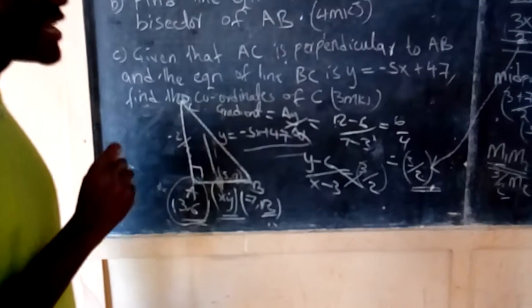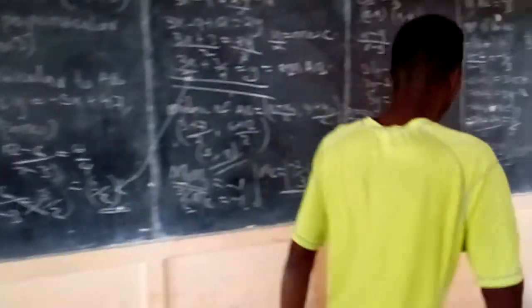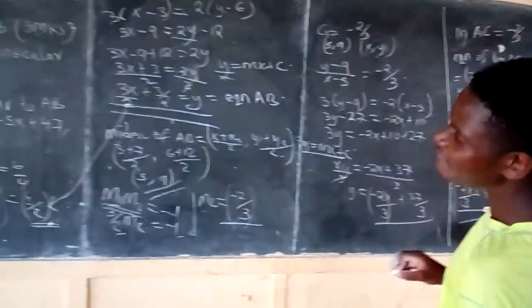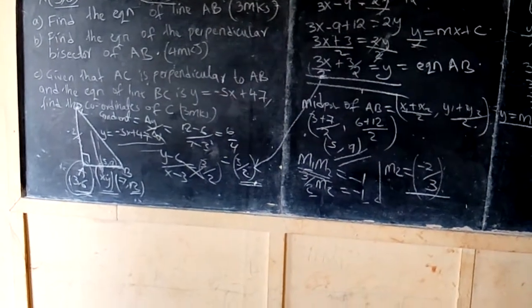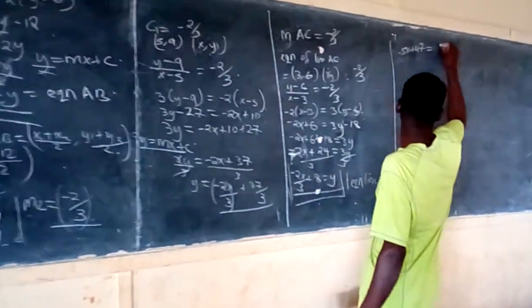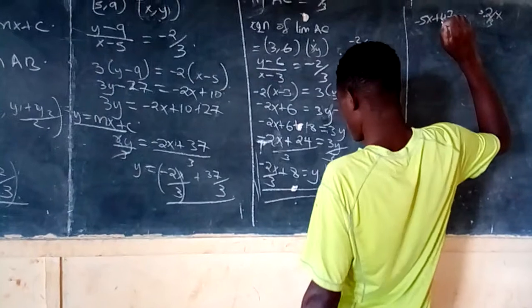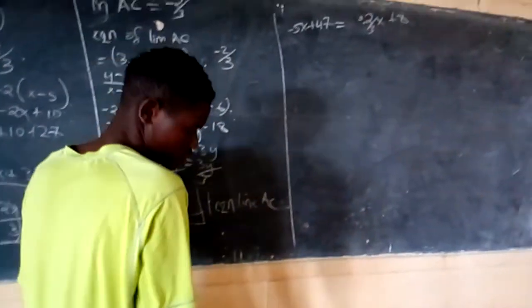But we have the equation of line AC, we have the equation of line BC. Now I equate the two equations. The equation of line BC is given to be negative 5x plus 47. Now I can say negative 5x plus 47 is equal to negative 2 over 3x plus 8.